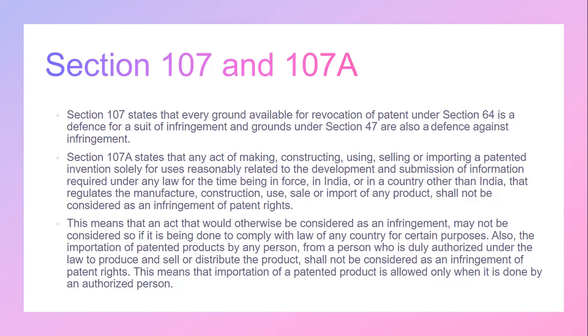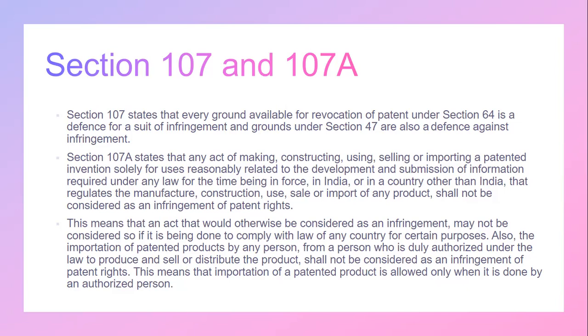Also, the second part of section 107A says that if a patented product is being imported by a person from a person who is duly authorized under the law to produce and sell or distribute the product, then also it is not an infringement of the patent rights. Right? So if you are importing a patented product from a person who is otherwise legally authorized to sell or distribute the product, then it is not an infringement of patent rights. This is called parallel imports.